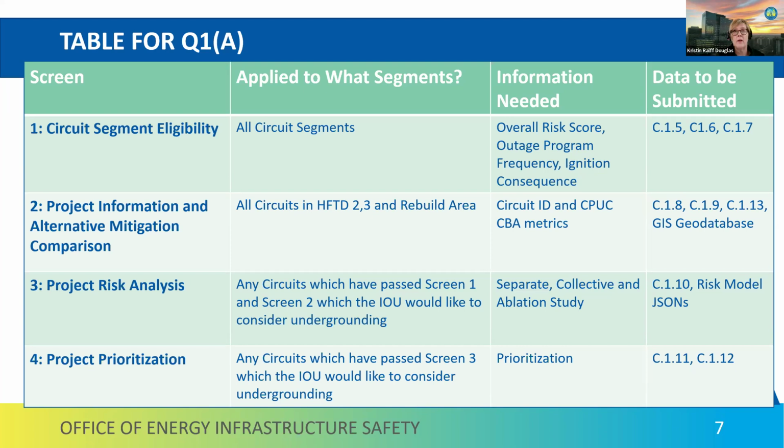We are validating that when the utility submits a plan, they have a list of eligible circuits and have gone through screen 1 and screen 2. So those screens have already provided information on the risk reduction that they expect from those projects and the CBRs for the alternative mitigation. So they've already done a great deal of analysis by screens 1 and 2. What we would be looking at is, if they are proceeding with these projects, could they meet their portfolio mitigation objective? Okay.